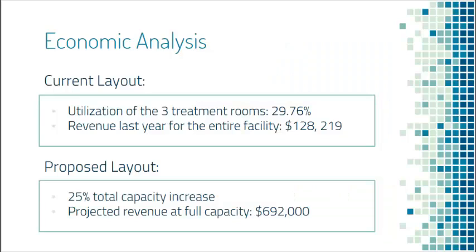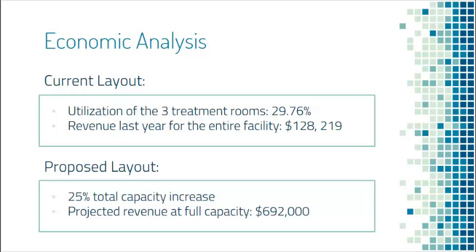Currently, the facility has 3 treatment rooms shared between the 2 acupuncturists. According to the revenue last year, which was $128,219, only about 30% of the capacity of the 3 rooms are being actually utilized for patient care.